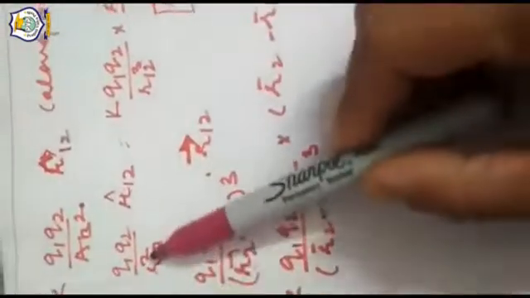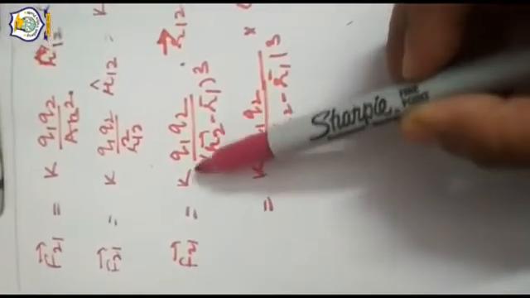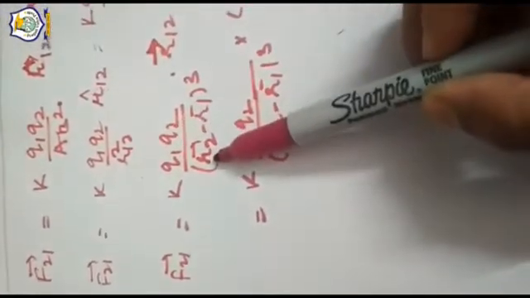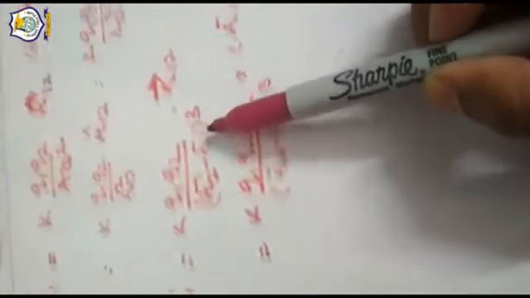Here it was already R12 square, and one more R12 will come here in magnitude form. So it is K Q1 Q2, and the cap will be replaced by vector R12. So this formula is clear: how it converted from square to cube and cap to vector. We have just applied the formula of the unit vector, nothing else.